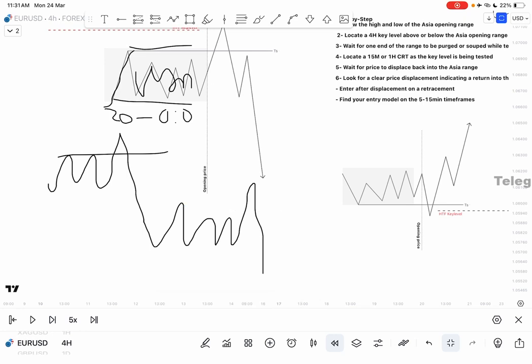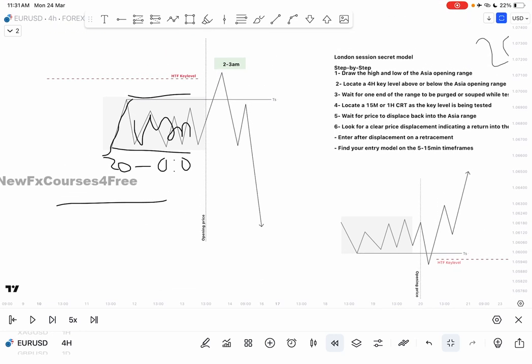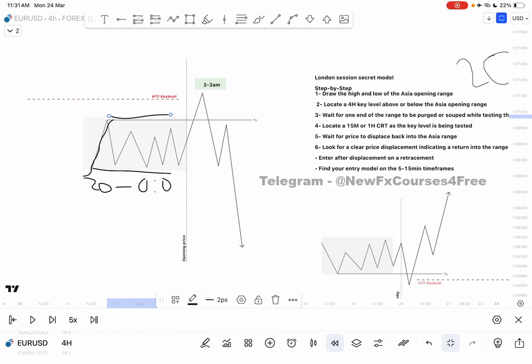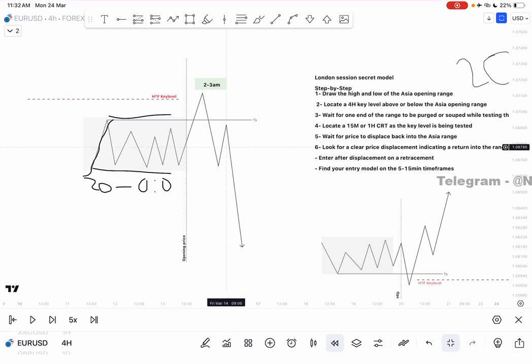So don't just pattern trade this model. So yeah, you got your Asian range. Let's just say, is the draw on liquidity lower for this bearish scenario? Is the order flow bearish? Is the daily bias bearish? Those are some key factors you should align to this model. So don't just use it on its own.